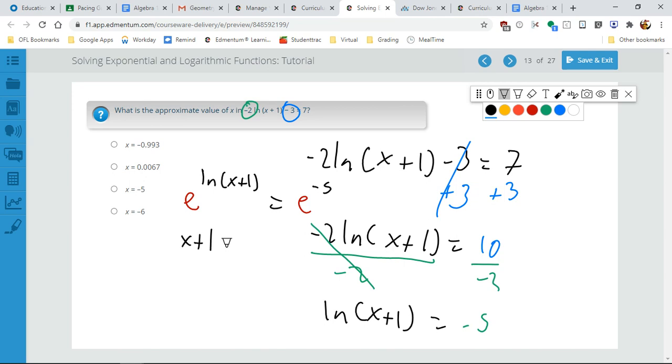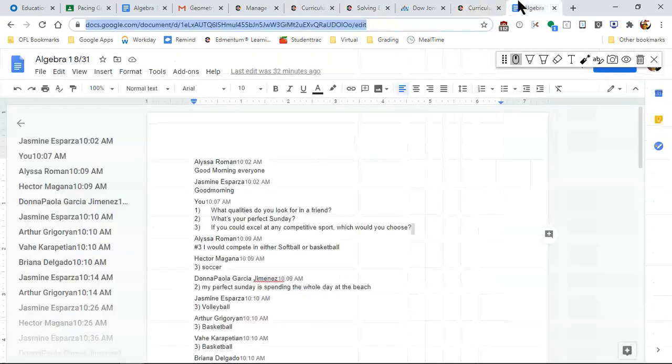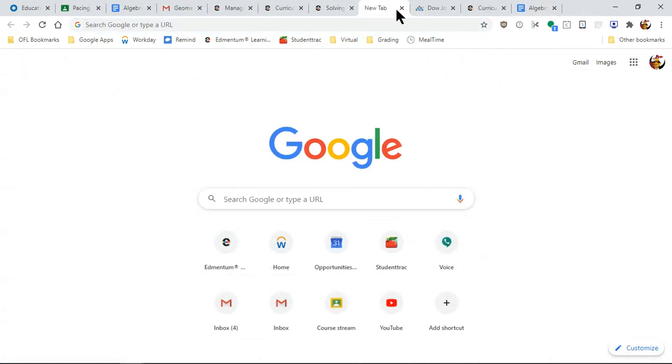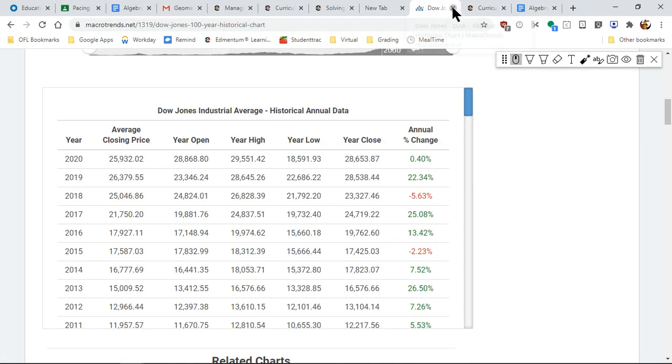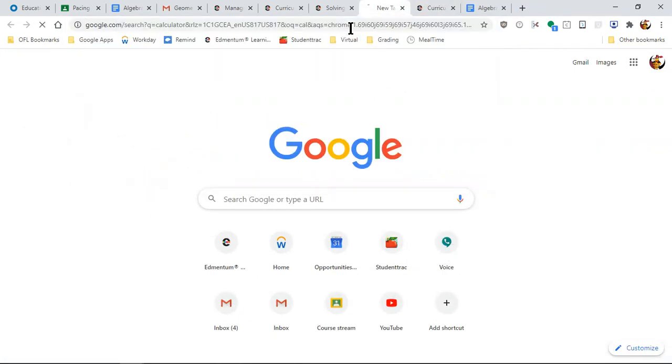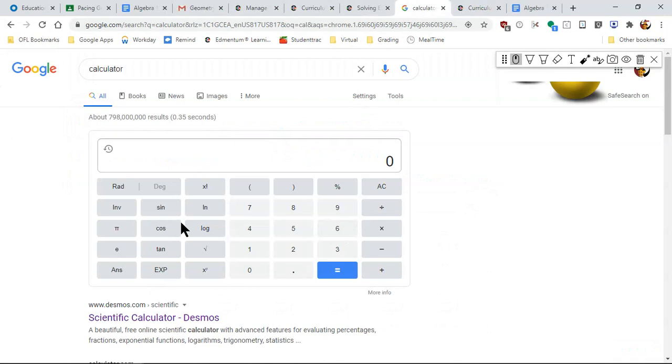x plus 1 equals, we're going to have to use our Google calculator. Let me bring this over here. I'm going to close the Dow Jones thing. We don't need this anymore. So calculator. I'm going to do e. There should be an e button here somewhere. There it is. e to the power of, what was it, -5 minus 5.